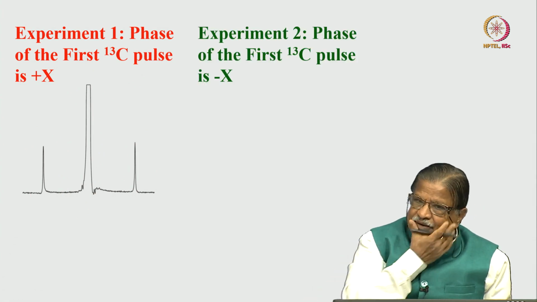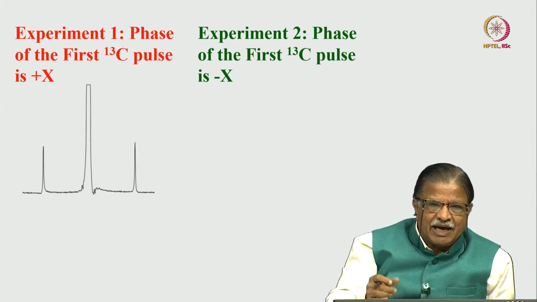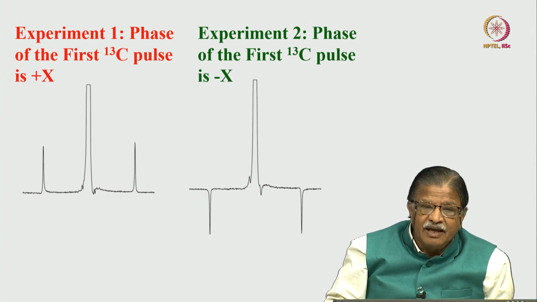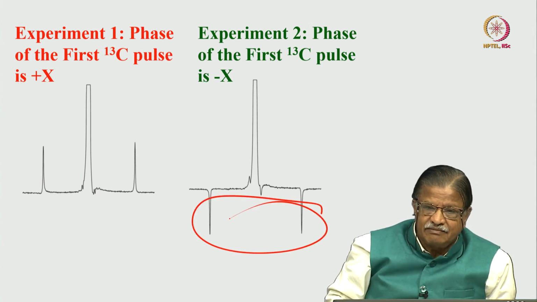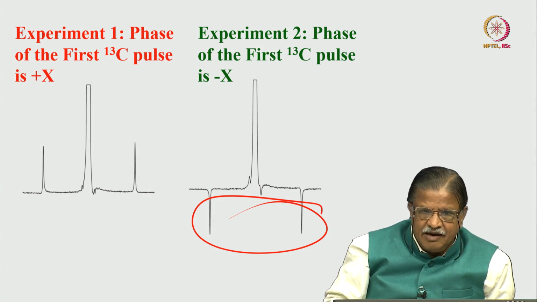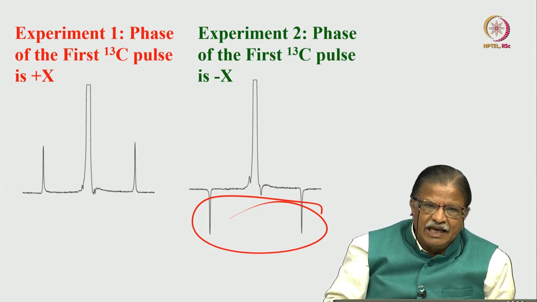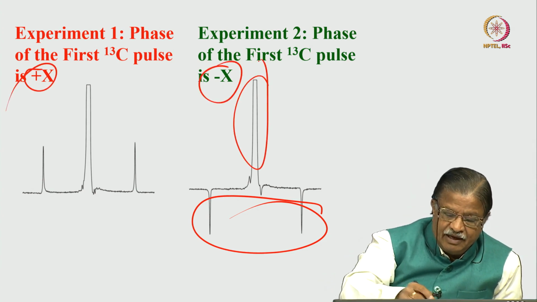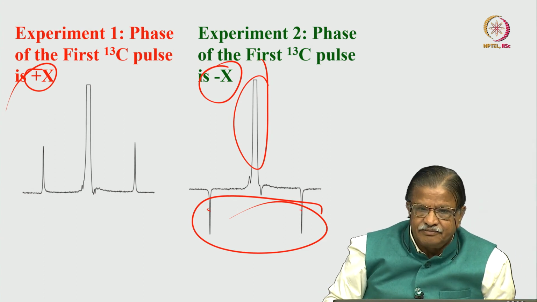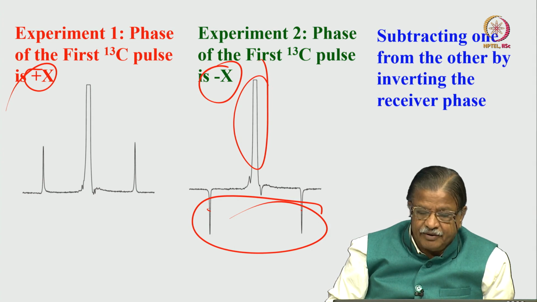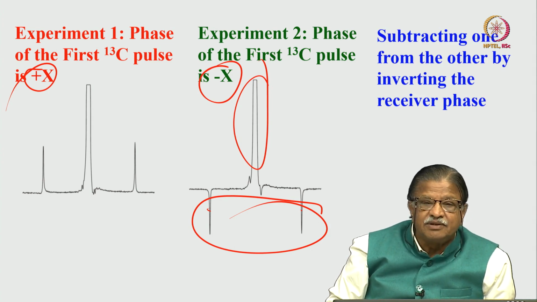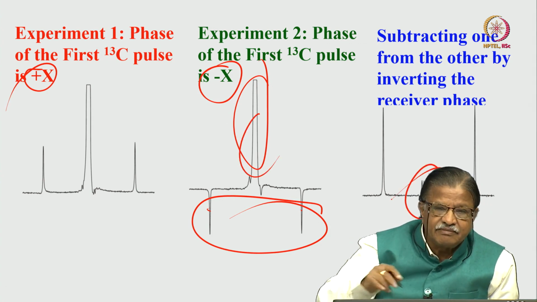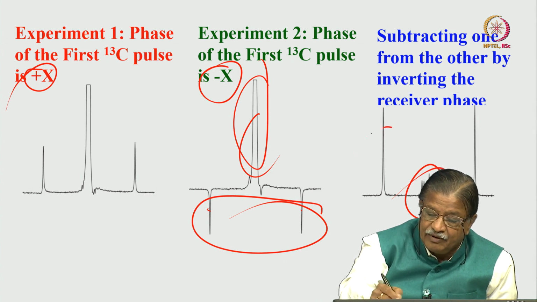Then I will do another experiment where the first carbon 13 pulse is minus x. What happens in that case? Carbon 13 satellites get inverted like this. How it works is a different question. See, in the other experiment, I do the phase cycling: here is a plus x pulse, here is a minus x pulse. The C12 signal remains the same, the C13 signal is inverted because we are looking at C13 coupling. Okay. I will take the difference between these two. When I take the difference, this component I am trying to suppress, and I retain only this signal.